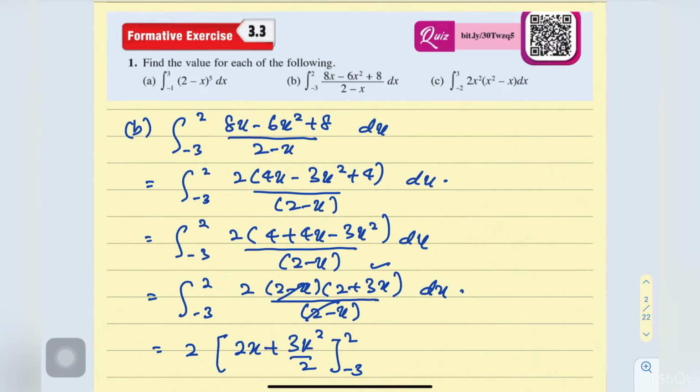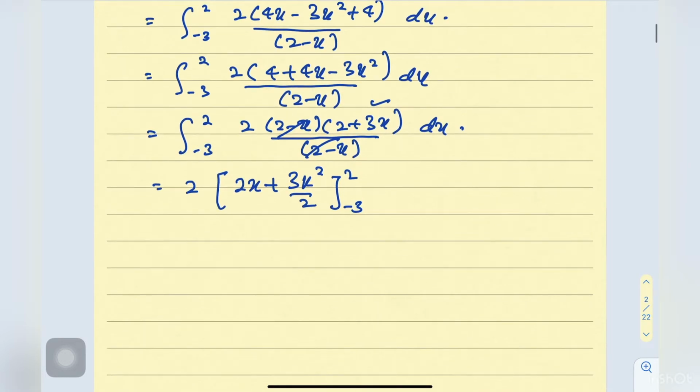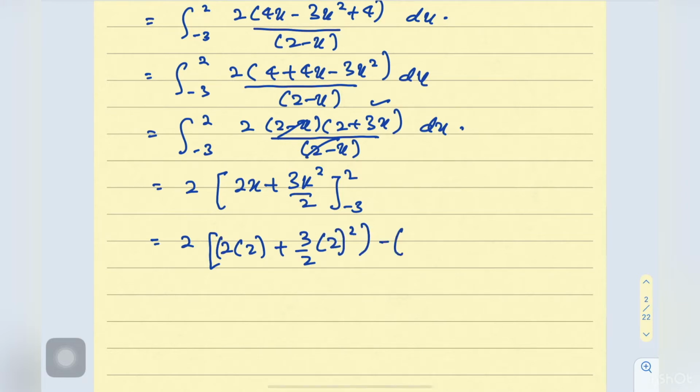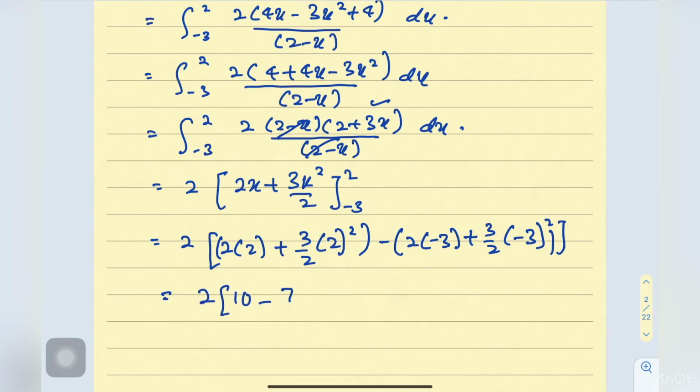Then we substitute the upper limit. Okay, this one is 2 times 2 plus 3 over 2 squared. Okay, minus, substitute the lower limit, 2 times -3 plus 3 over 2 times -3 squared. Okay, so this one 2 times 10 minus 7 and 1 over 2. So then this equals to 5.